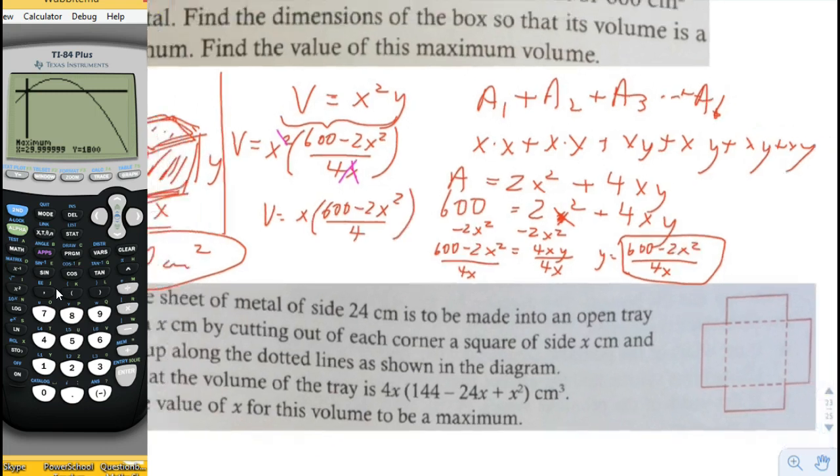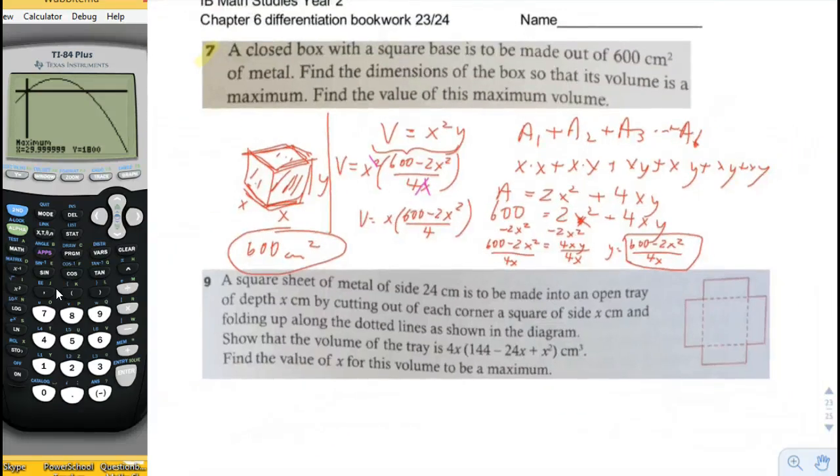Okay? And it says find the dimensions of the box and then find the maximum volume. And once we get this, then the easiest thing to do is to graph it. So we're going to put this equation in here. We're going to have x, and this time it really is an x, isn't it? x times 600 minus 2x squared divided by 4. You can graph it.